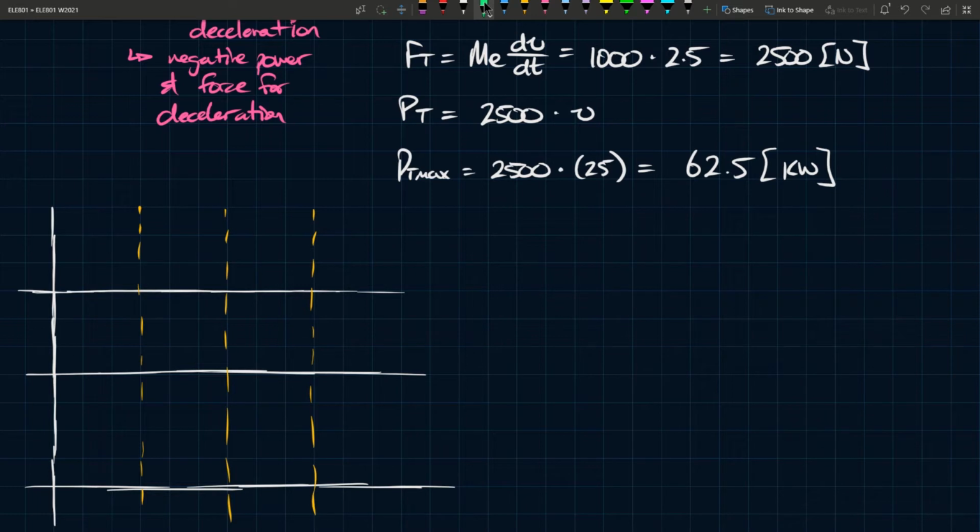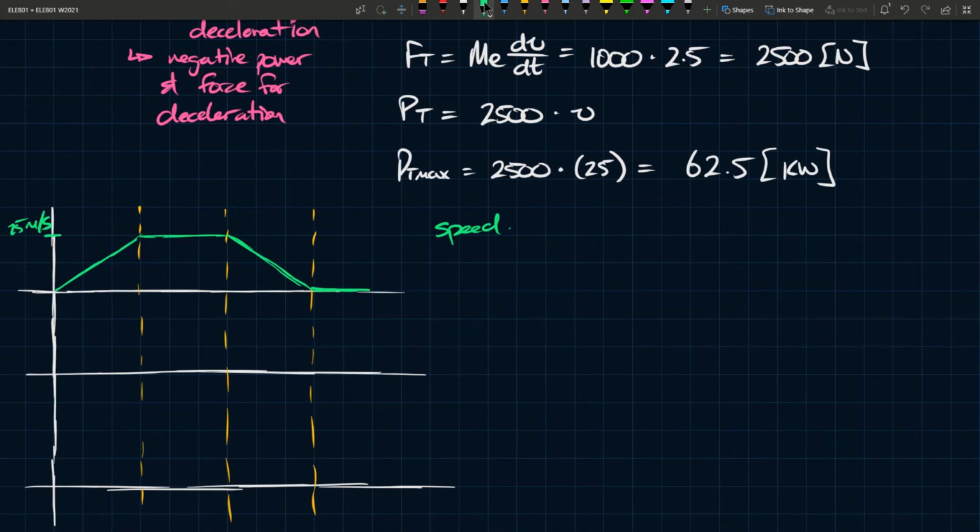So if this is the speed, then the speed will increase linearly up to some maximum. Then let's say we cruise for a bit, and then we decelerate linearly after that, and go down to 0. So this is all constant force acceleration and deceleration. The maximum speed that we want to reach here is 25 meters per second.